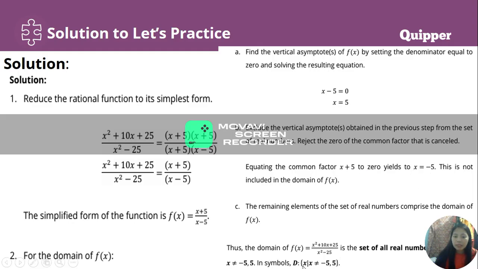So our domain here, see my arrow, is D equals the set of x such that x should not be equal to negative 5 and 5. We will exclude the vertical asymptotes from our domain. That is why we use not equal to.